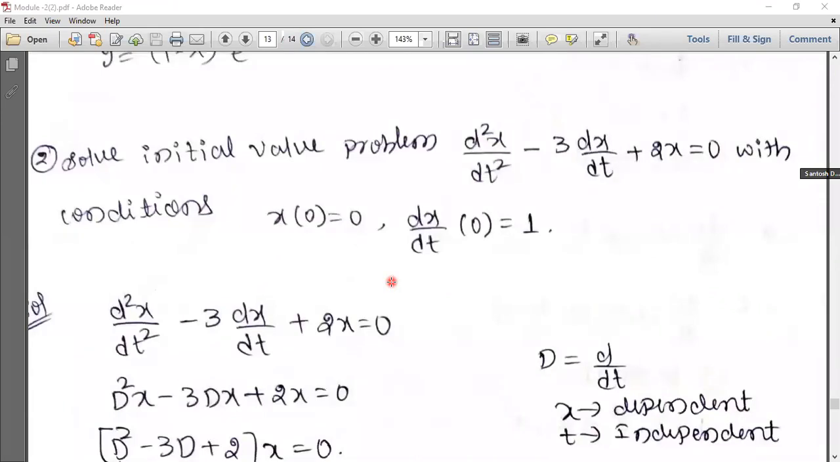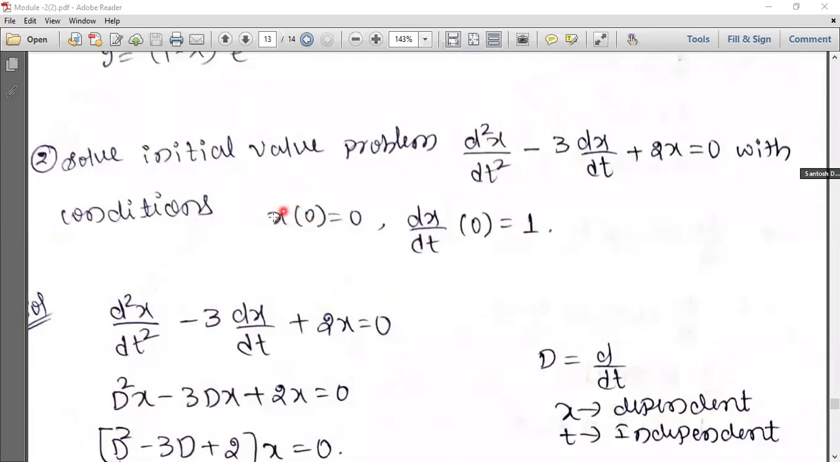Solve the initial value problem: d square x by dt square minus 3 dx by dt plus 2x equal to 0, with the conditions x of 0 is equal to 0, dx by dt at the point 0 is equal to 1. So this is x of 0. So x is a function of t.